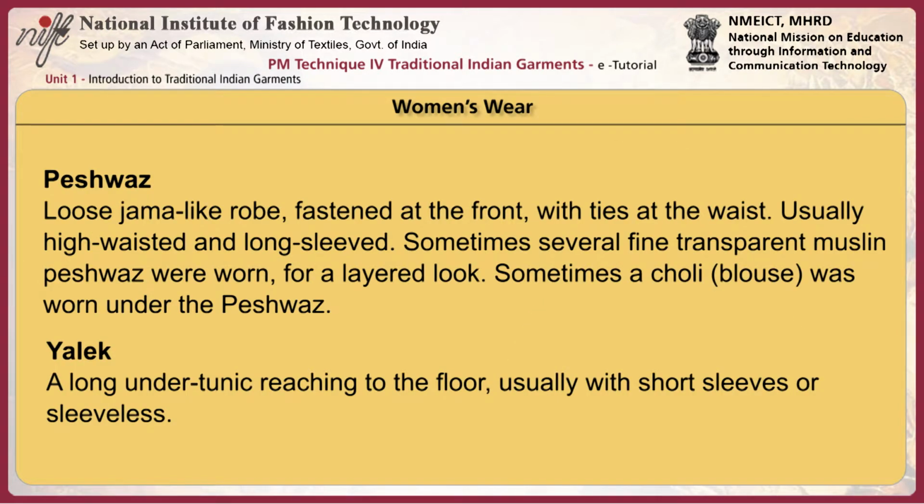Women wore a number of costumes. Pashwas is a loose jama-like robe fastened at the front and tied at the waist, usually high-waisted and long-sleeved. Sometimes several fine transparent muslin pashwas were worn for a layered look. Sometimes a choli was worn under the pashwas. Yalik is a long undertunic reaching to the floor, usually with short sleeves or sleeveless.